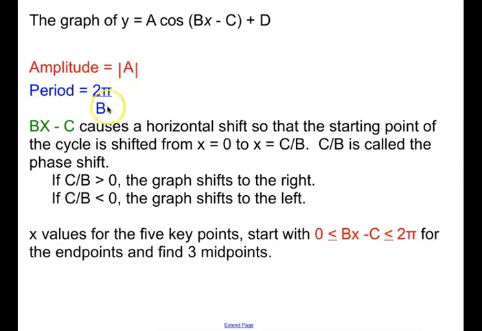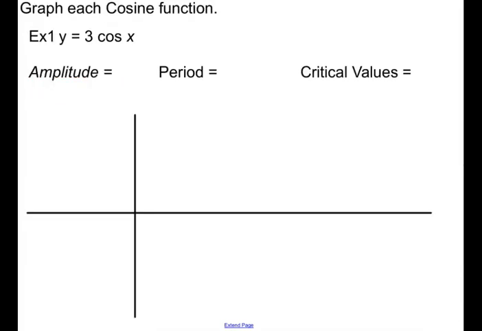When I'm finding my 5 critical values, I'm still going to take bx minus c and set it between 0 and 2 pi to find my endpoints and my 3 midpoints. If c over b is positive, the graph still shifts to the right. If c over b is negative, the graph still shifts to the left. So everything as far as laying out the points and finding the critical values is exactly the same between cosine and sine. It's just the way that I use those critical values.